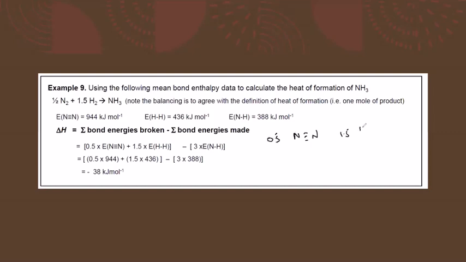And hydrogen, and ammonia. So bond breaking minus bond forming equals the energy change. So 0.5 times the nitrogen-nitrogen triple bond, 1.5 times the hydrogen-hydrogen bond, and minus 3 times the N-H bond, because one molecule you produce. So the enthalpy change of formation for ammonia is negative 38 kilojoules per mole.